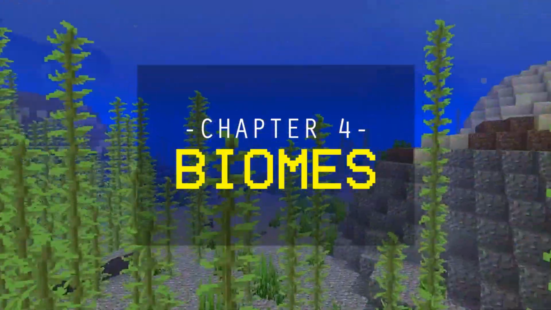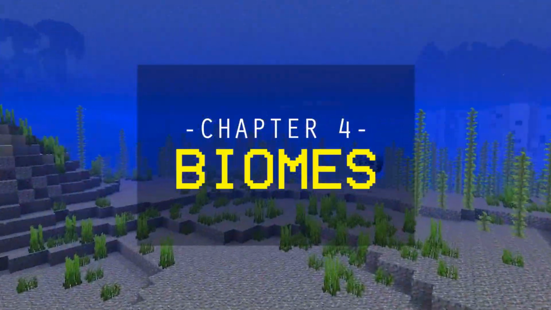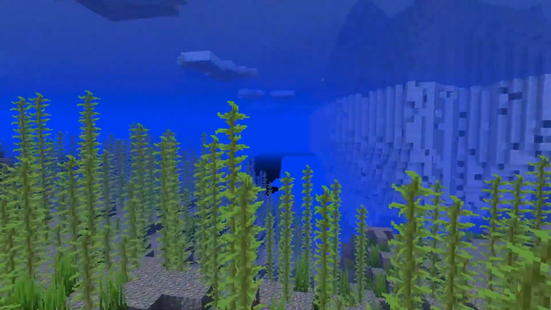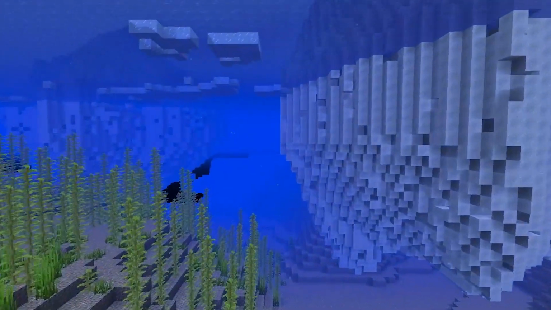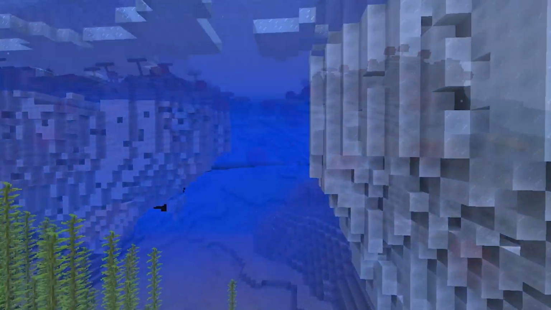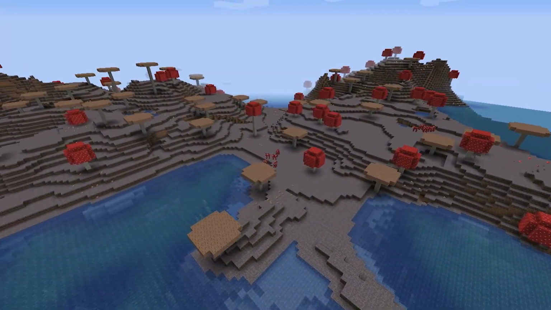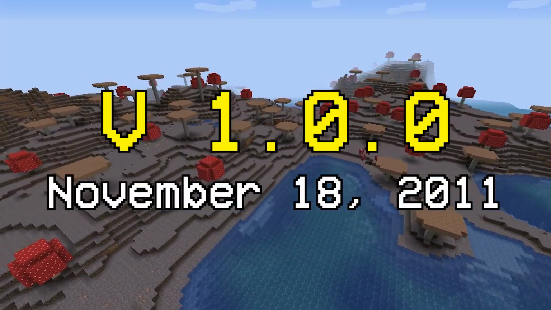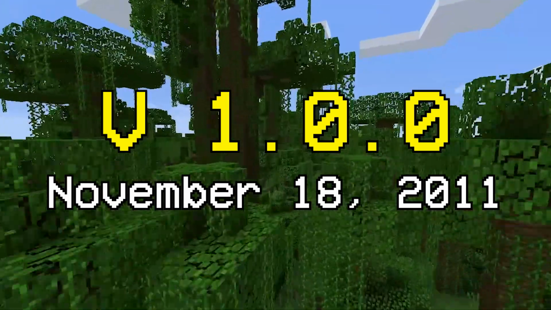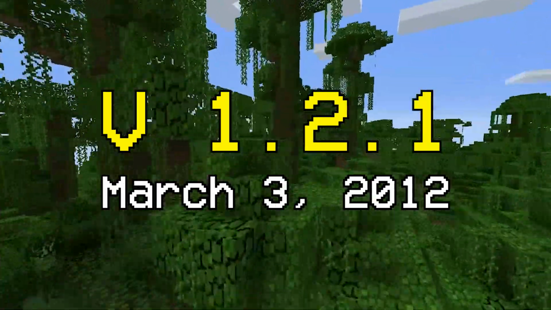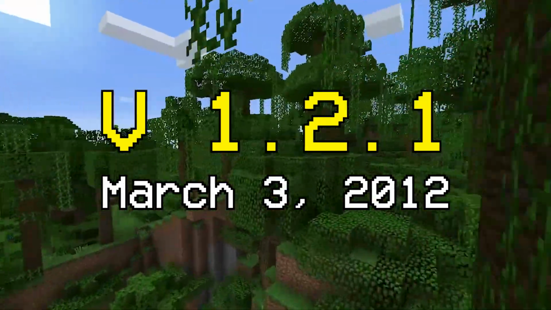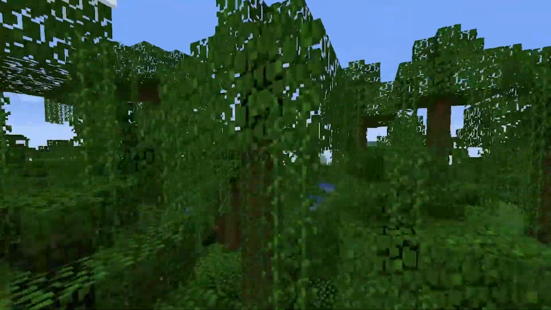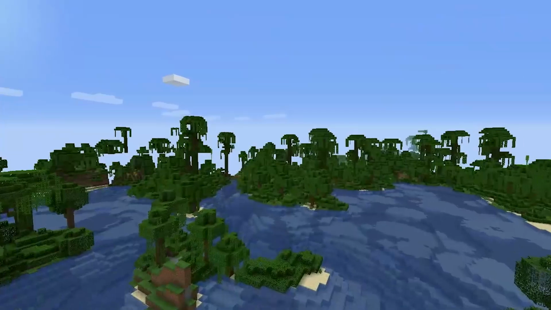Biomes. This is kind of a situational one. Most major biome changes happen at once, but there have been a few smaller changes over the past few years that could help a bit. Some notable examples being that Mushroom Islands first appeared in full release 1.0.0 on November 18th of 2011, and modern Jungles appeared in release 1.2.1 on March 3rd, 2012. Finding these biomes means the chunks they reside in could not have been generated before that point.